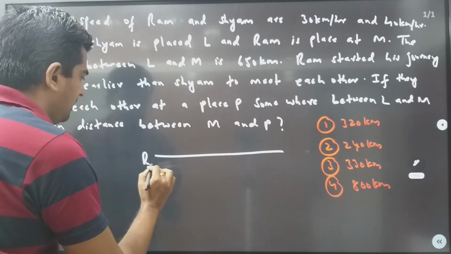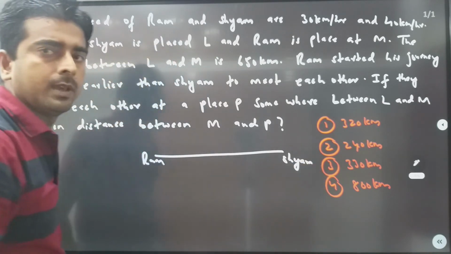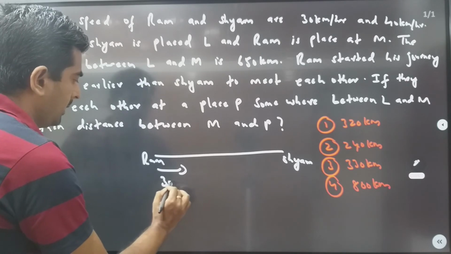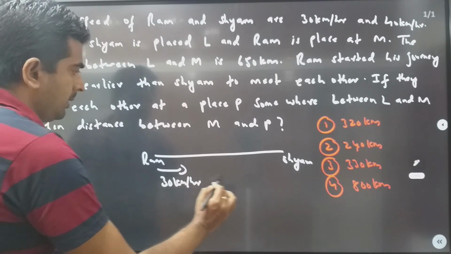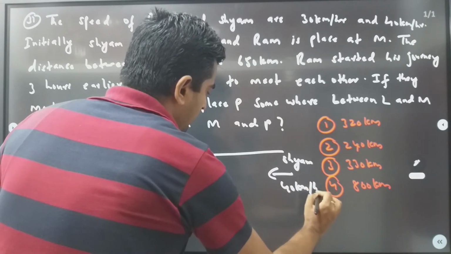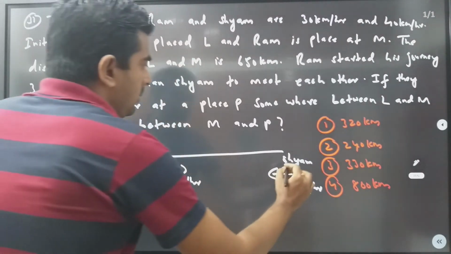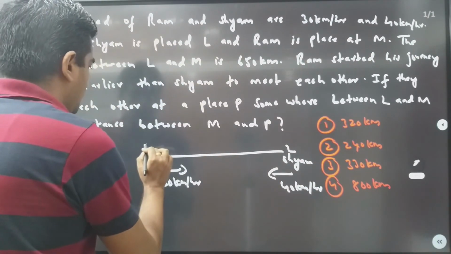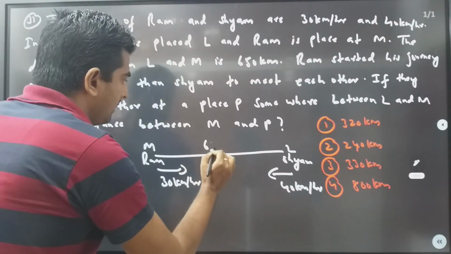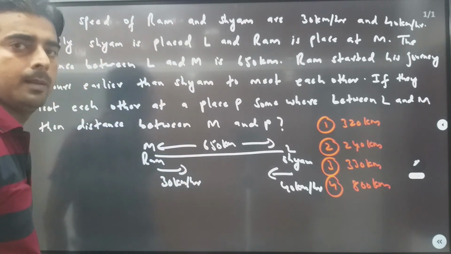Here Ram is there. Here Shyam is there. Observe carefully. Speed of Ram is how much? 30 km per hour. Speed of Shyam is how much? 40 km per hour. Shyam is placed at L and Ram is placed at M. The distance between L and M is 650 km.